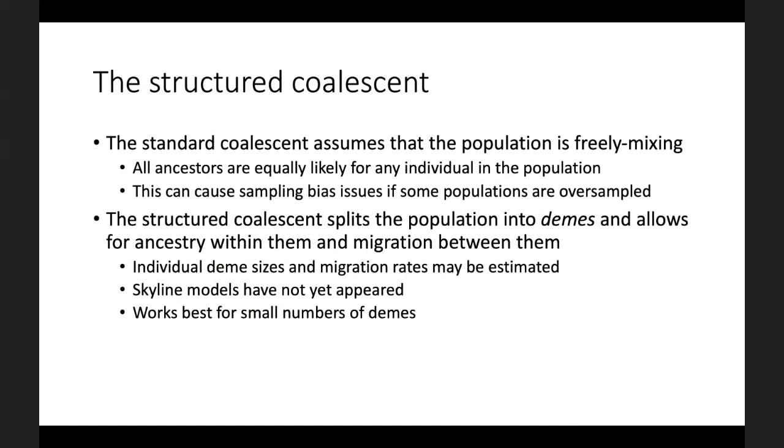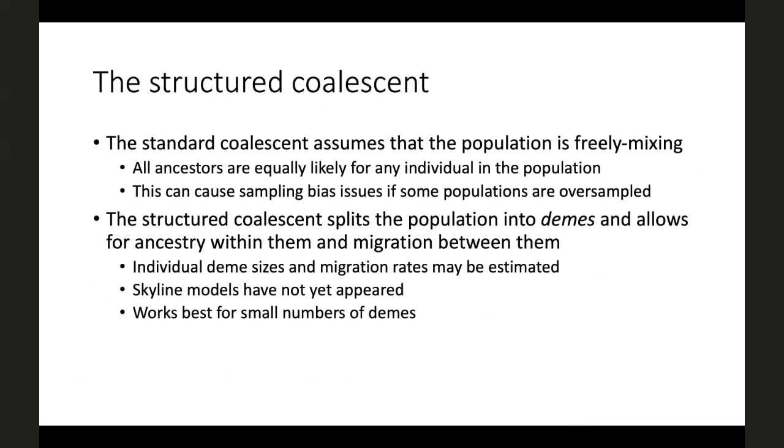And that can actually cause sampling bias issues if you have some populations that are oversampled. Because if you're seeing a lot of coalescences very quickly, but they're all in a small population, then you're going to think that the population size is small, when in fact there's a confounding effect of population structure. The extension is called the structured coalescent, which splits the population into subpopulations, called demes, and that allows for ancestry within demes and migration between them. And you will estimate the individual sizes of demes and migration rates.